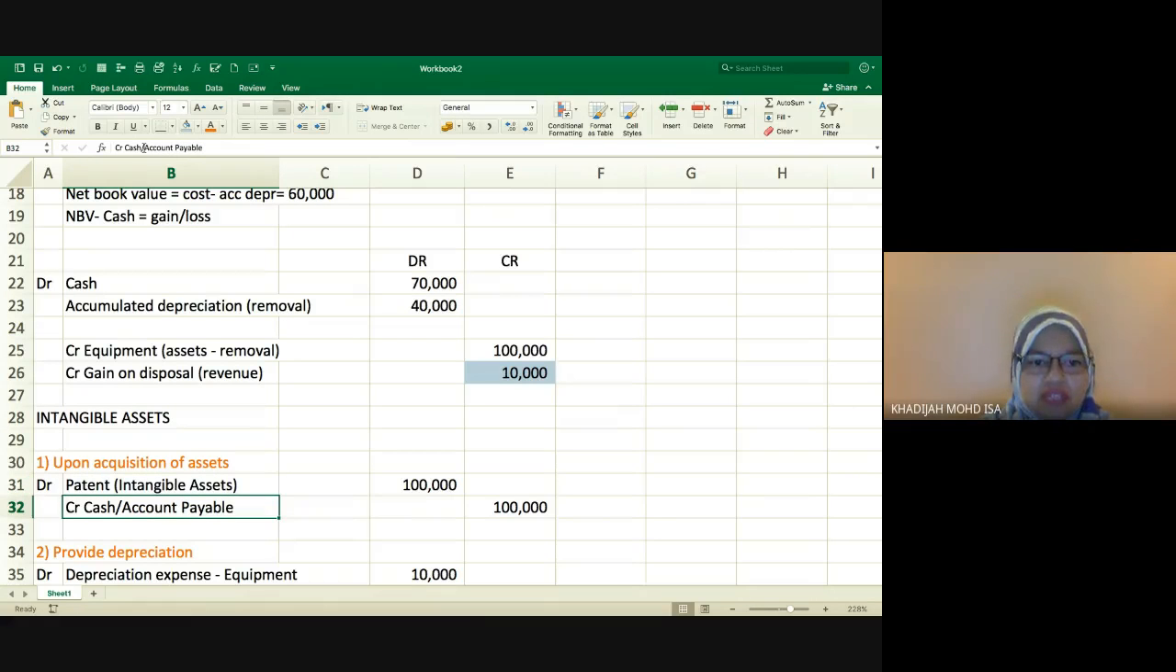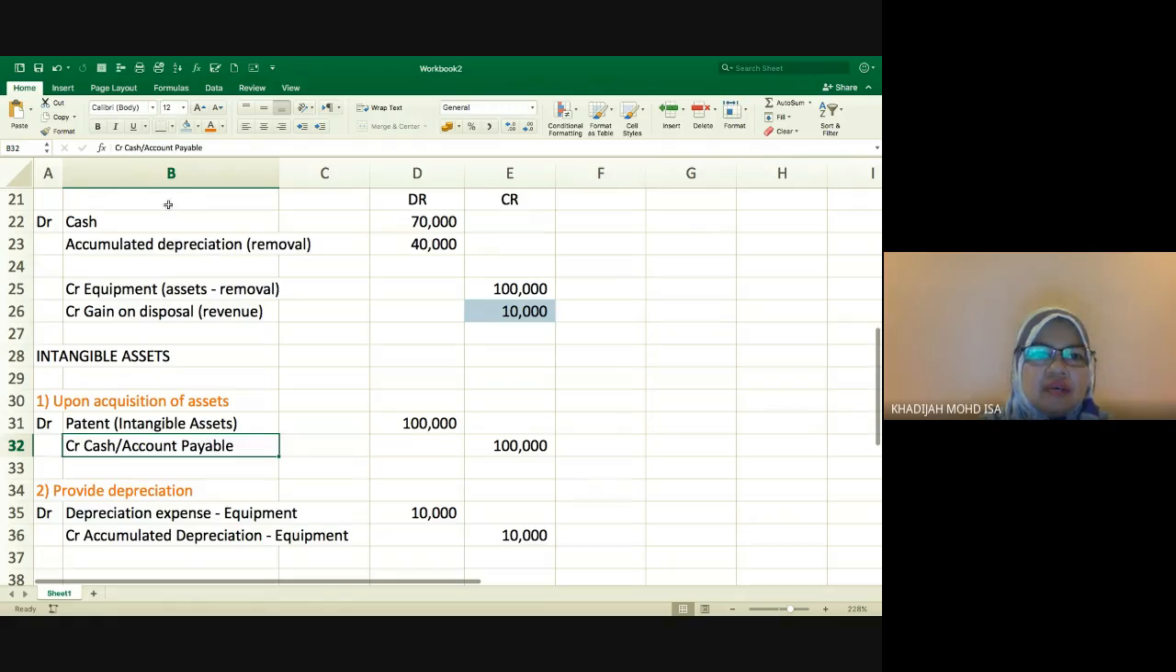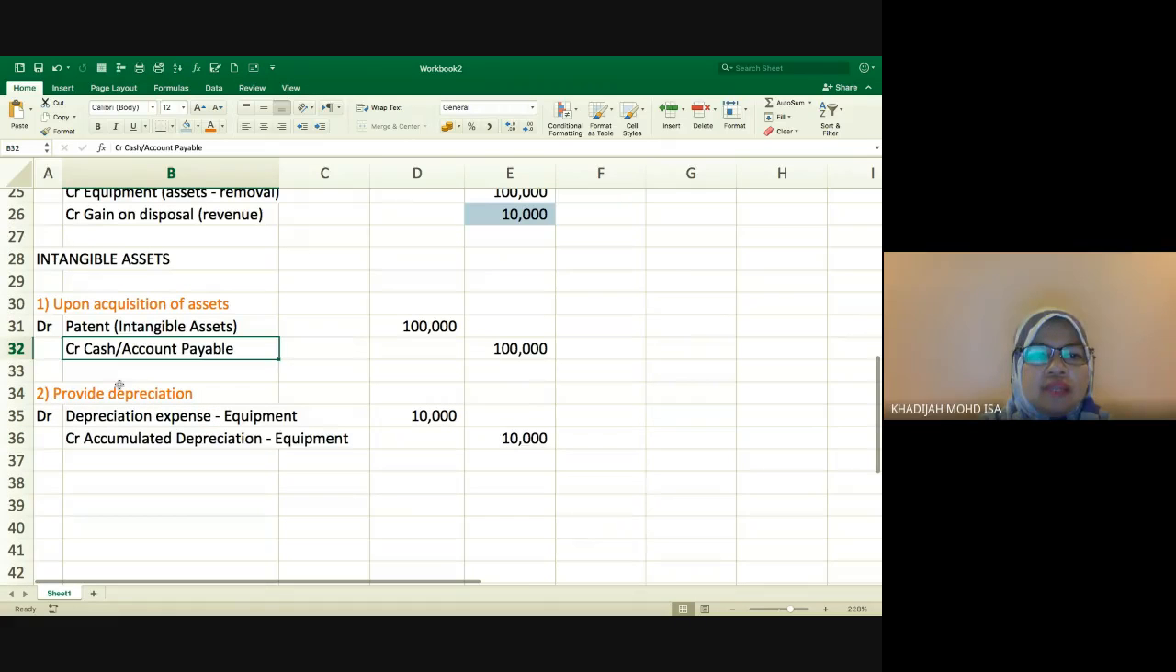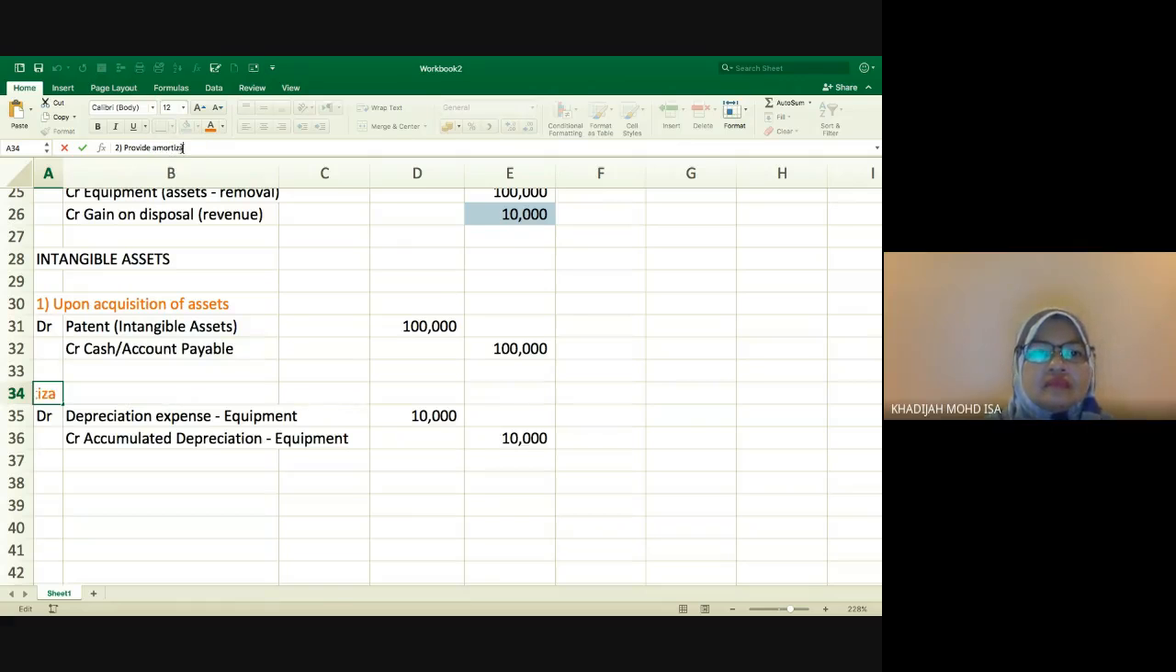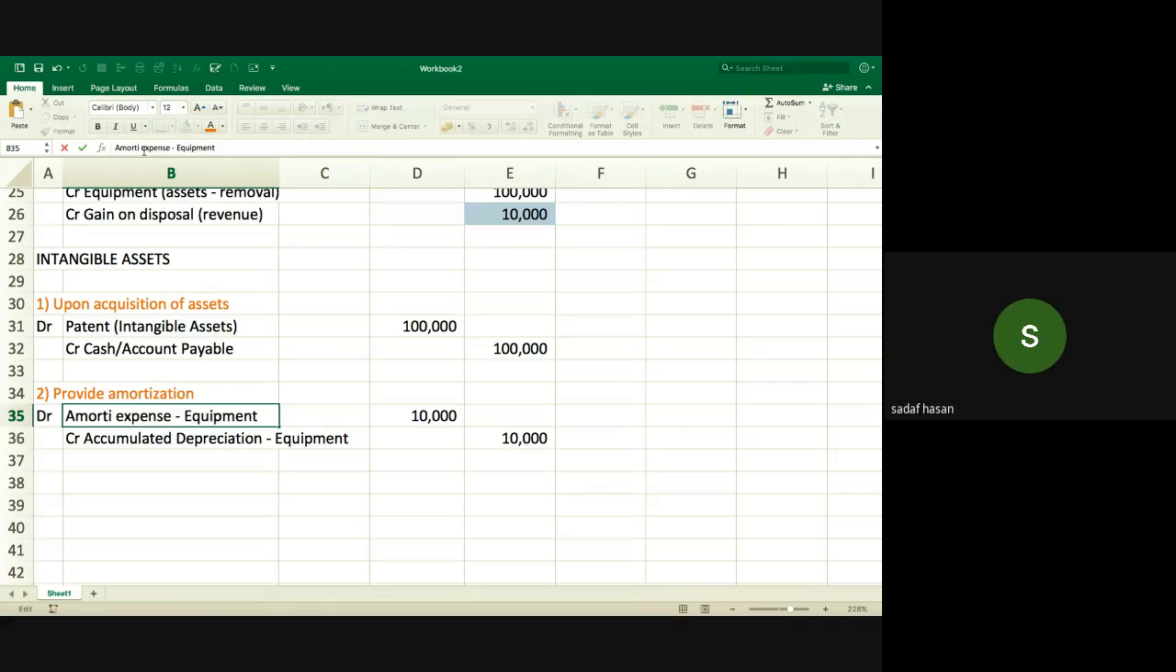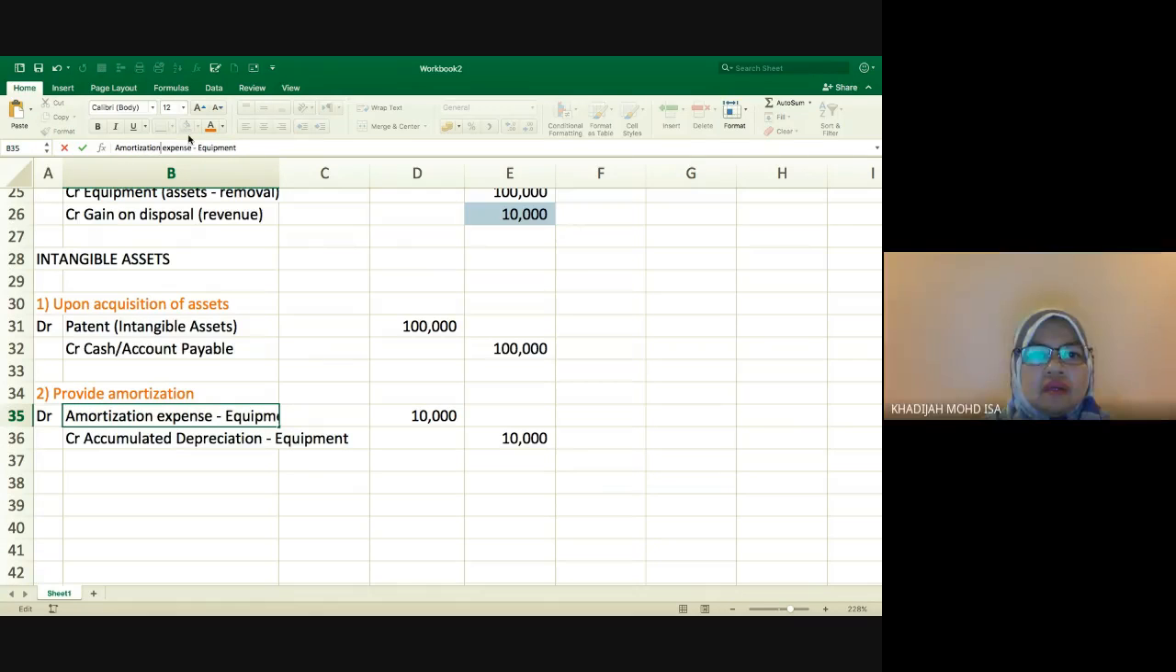But you credit your cash or accounts payable, all right? So normally it's cash, right? And then you provide amortization. And then you debit your amortization expense. And this is what it's called, what was it just now? Patent. Yeah. And credit what? Intangible assets, patent. Yeah, intangible assets. That's how you do it.